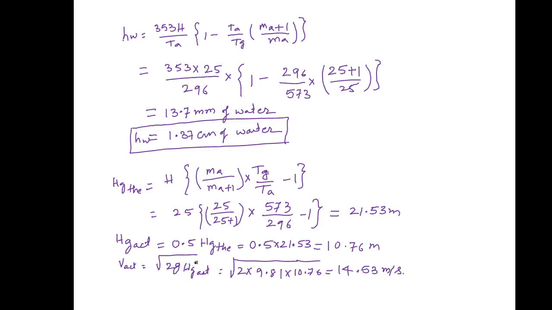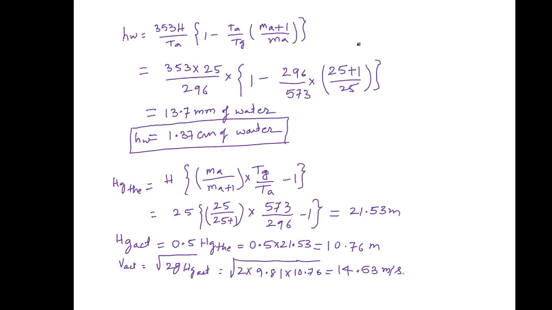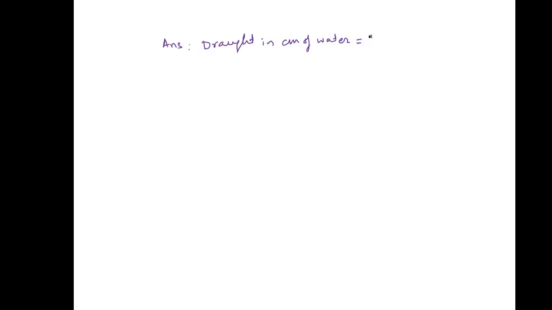So the results have to be written here. Answer: number 1, the draught in centimeters of water is given as 1.37. HW is equal to 1.37 centimeters. This is the first answer.